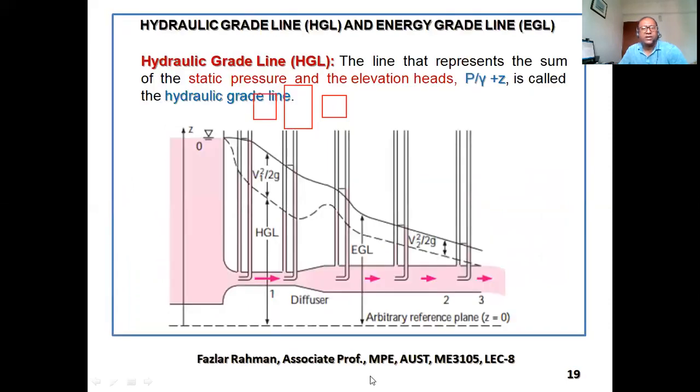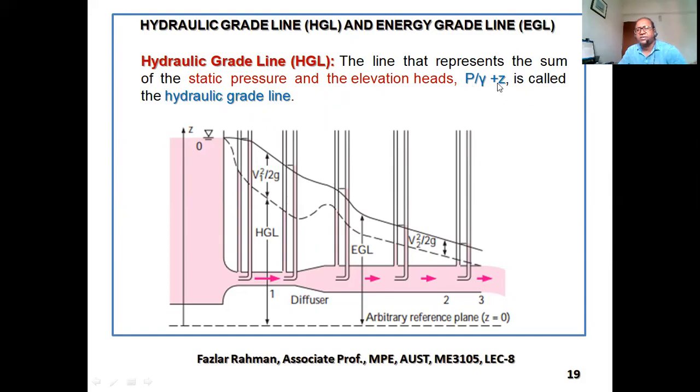So let's show you our hydraulic grade line. So there are two lines. Number one, HGL is called the hydraulic grade line. It represents the summation of P by gamma and Z.